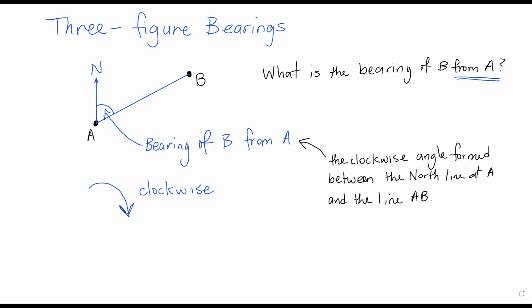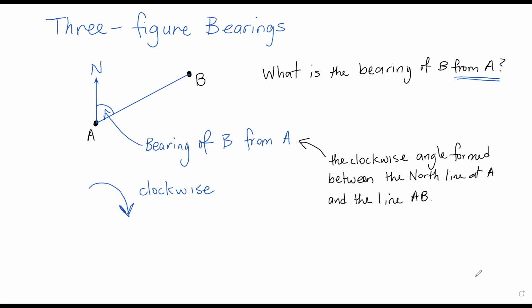Because there is another angle between the north line at A and the line AB, yeah? That would be this angle around here. But that is your anti-clockwise angle. So that is not the bearing. The bearing is the clockwise angle. So those are very important points, guys, to be able to correctly identify the clockwise angle between the north line at your starting point and the line connecting the two points that you're interested in, right?